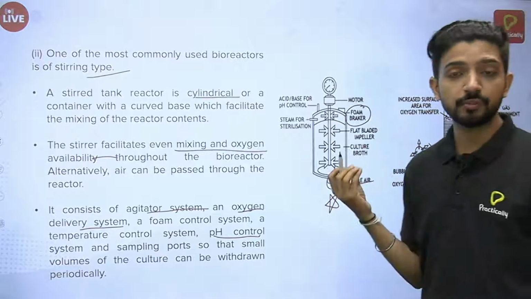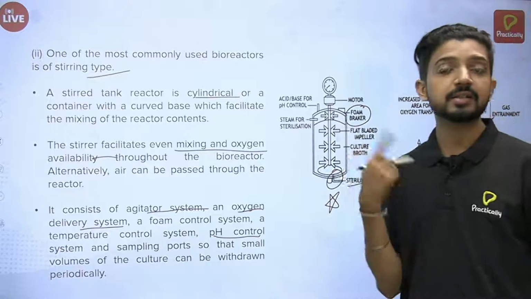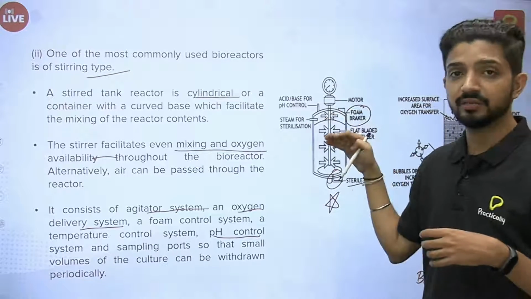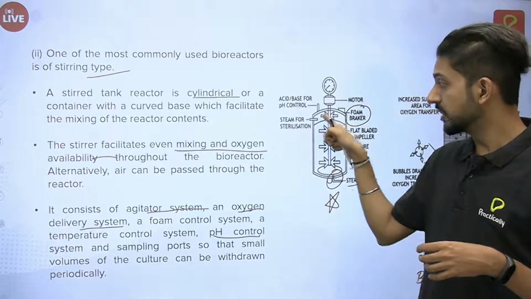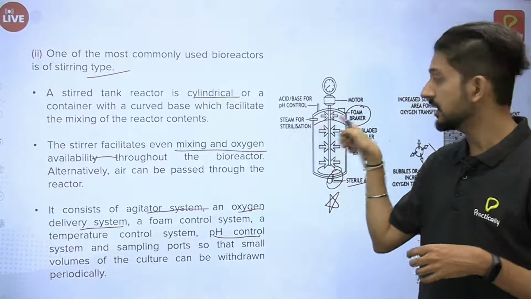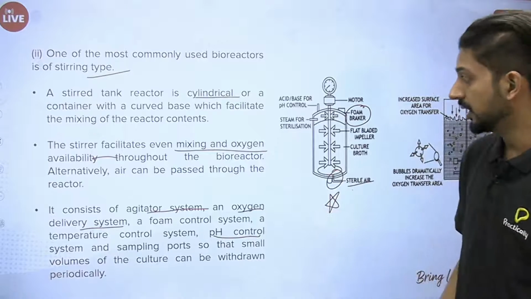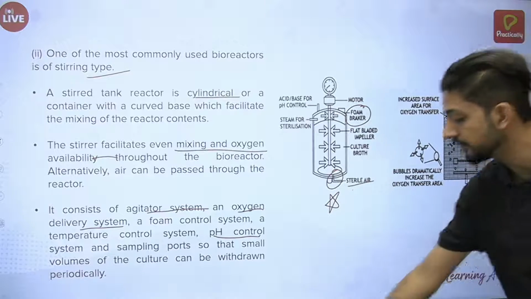Why do we need a foam breaker? Because when the impellers rotate, in certain cases it can cause foaming. If there is too much foam, it can affect the function, and the foam can also come out through this opening. So the foam breaker breaks the foam so that it becomes even and doesn't come out. Okay, so these are the types of bioreactors.